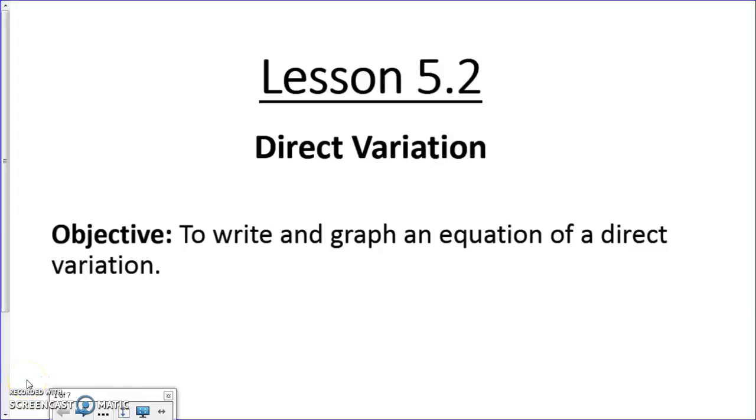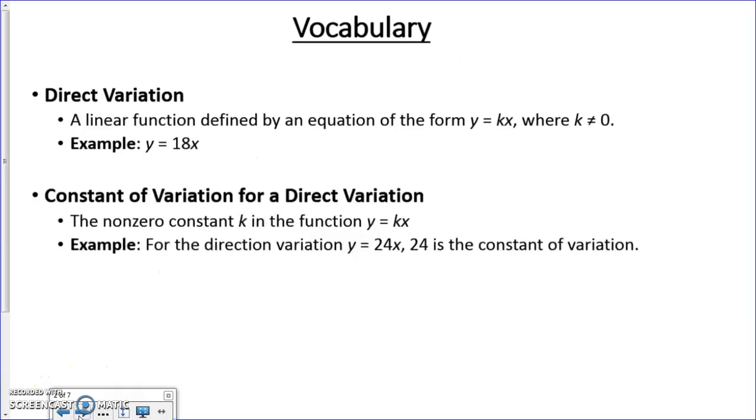Lesson 5.2, Direct Variation. The objective of this lesson is to write and graph an equation of a direct variation. Vocabulary. Direct variation is a linear function defined by an equation of the form y equals kx, where k is not equal to 0. An example would be y equals 18x.